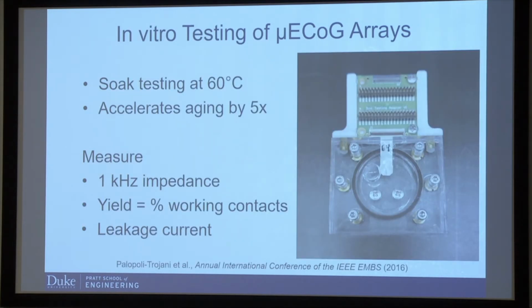We take our electrode arrays and we do soak testing. We put them in saline at 60 degrees Celsius. This accelerates the aging process by about 5 times. And we look at impedance and how many electrodes are still working over a long period of time.